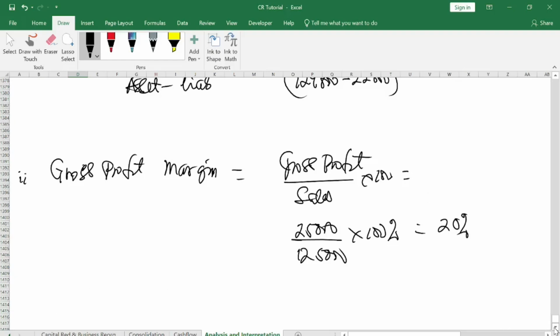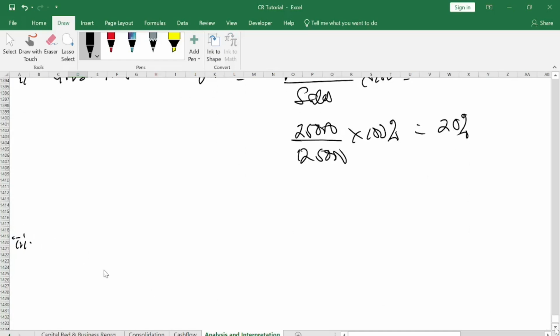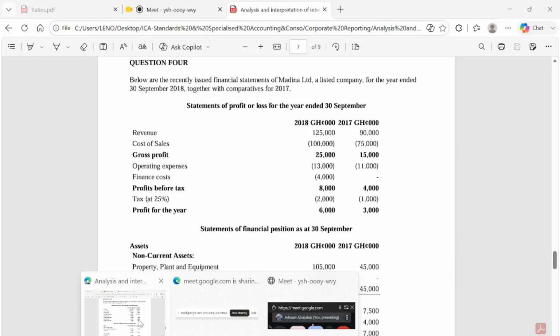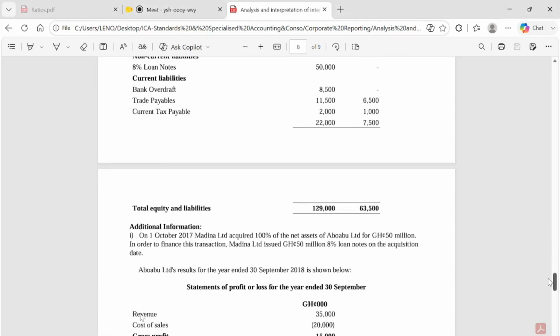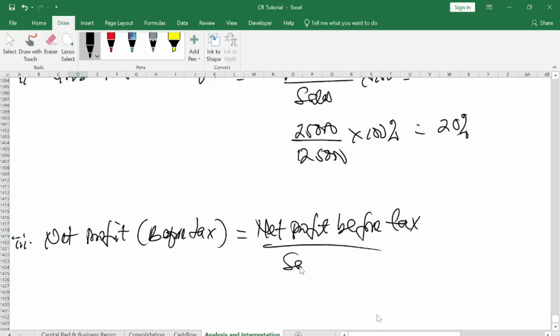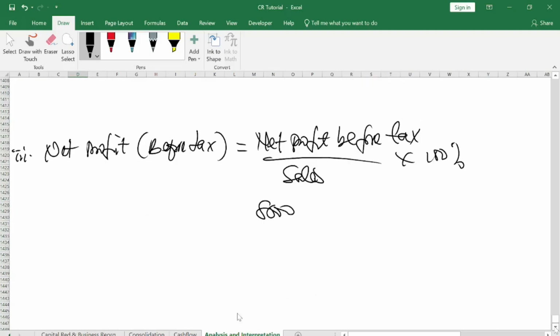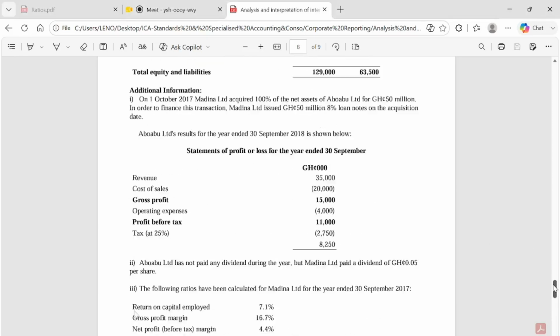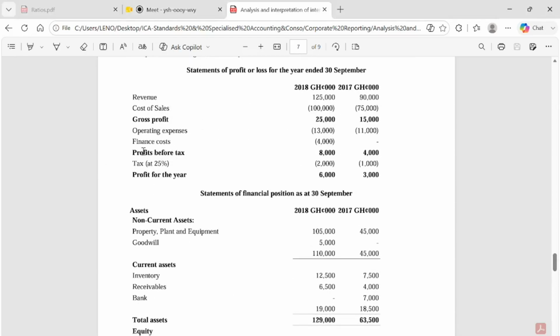So the third one is what? The third one is net profit, before tax, margin. So what is the formula for it? Net profit before tax, all divided by sales, times 100%. Net profit before tax is how much? It's 8,000. Check, it is in there. They brought it straight away. 8,000 divided by sales. Sales is what?